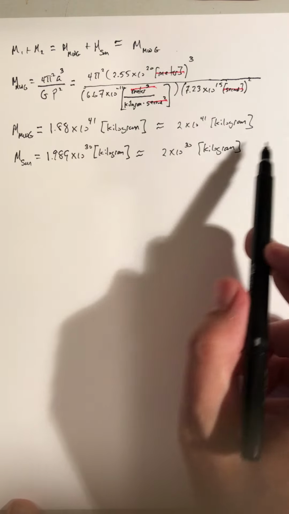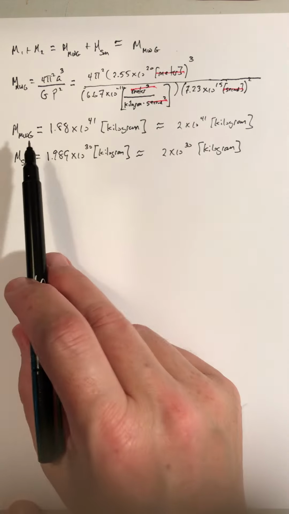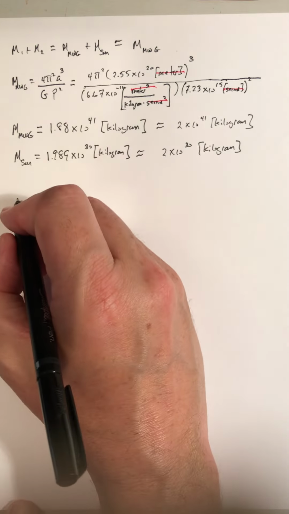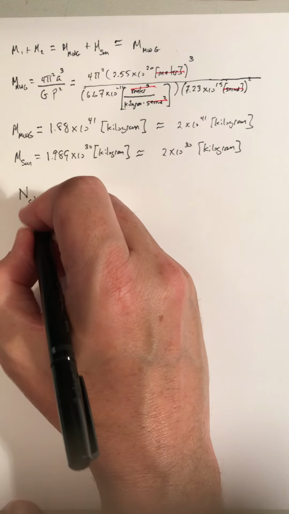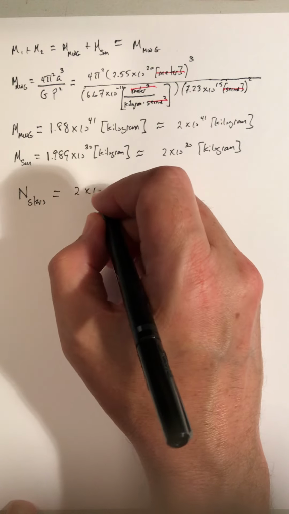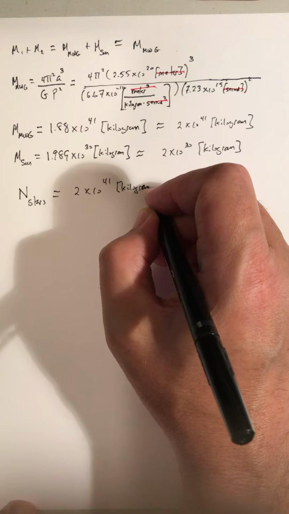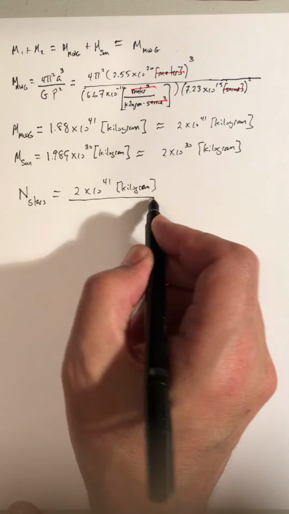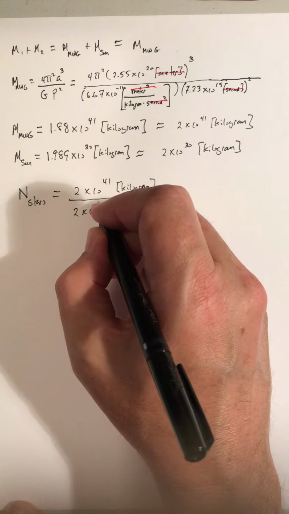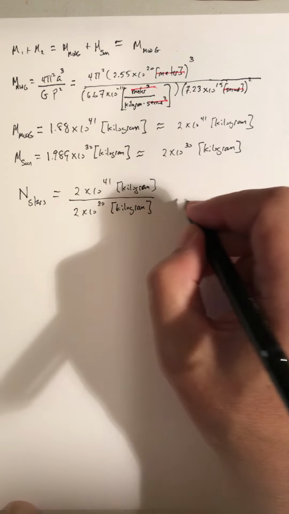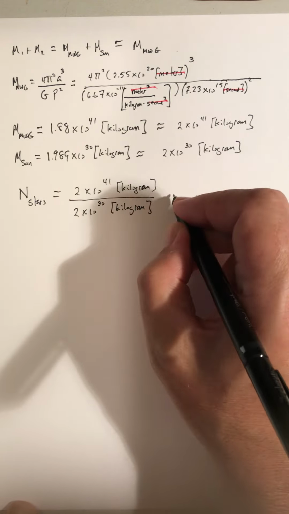So about how many stars are there in the Milky Way galaxy? Well, it's the mass of the Milky Way galaxy divided by the mass of the average star. So the number of stars, 2 times 10 to the 41 over 2 times 10 to the 30th, 10 to the 11th, which is 100 billion.